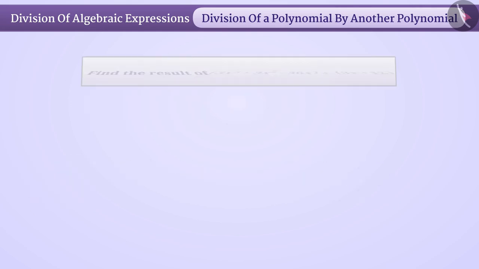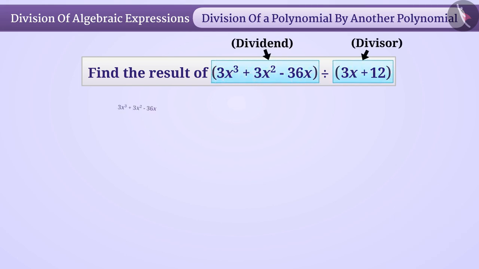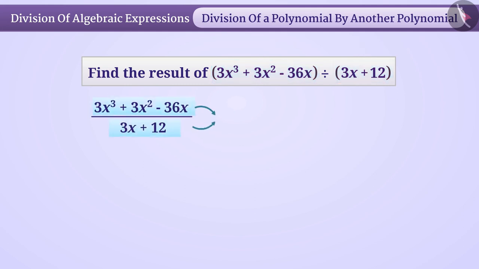Suppose we have to find the result of this. Think about how we can find the result. Let me tell you, first of all, we will write the dividend and divisor in the form of numerator and denominator. Then, we will write both the numerator and denominator in the form of their factors. Since 3x is common to all terms in the numerator, we can write it like this.